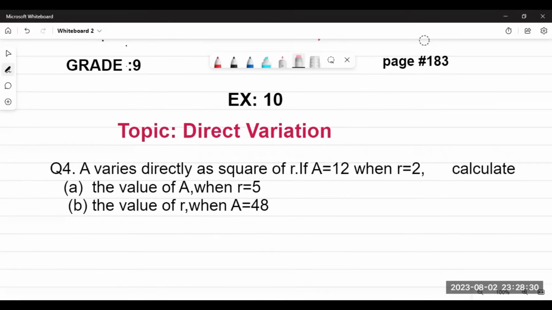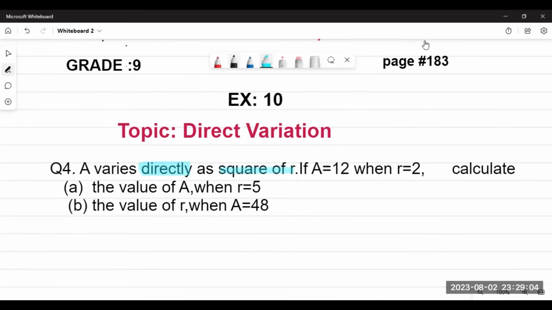Today we will continue with the same topic, direct variation, from Complete Mathematics, page number 183. And I will give you one more example in a different way. Look at the question. The most important point is that you have to highlight the important points in the question. The question says A varies directly, so highlight the word directly. Then you know that the question is related to direct variation or indirect variation. A varies directly as the square of R.